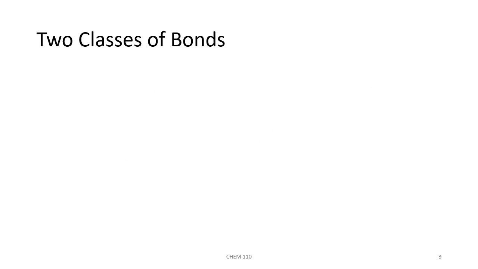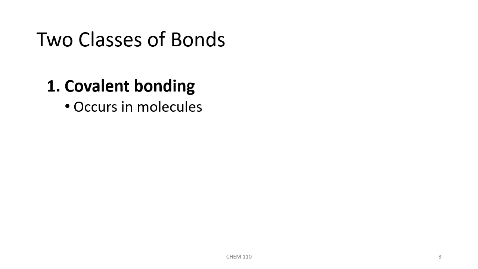There are two major classes of bonds. The first is covalent bonding. Covalent bonding occurs in molecules. If you recall, molecules are formed when we have two or more nonmetals together in some fixed ratio by mass. The two nonmetals are sharing their electrons in a covalent bond.